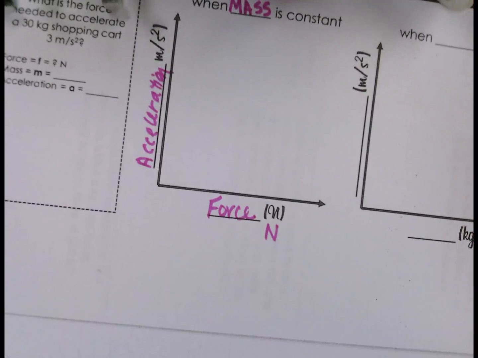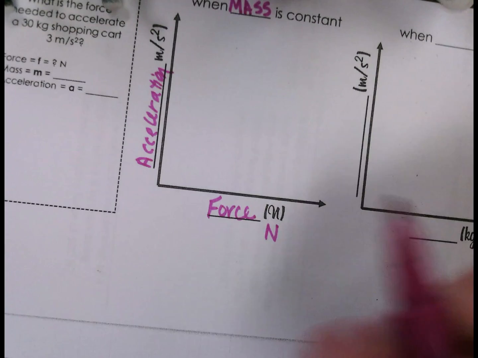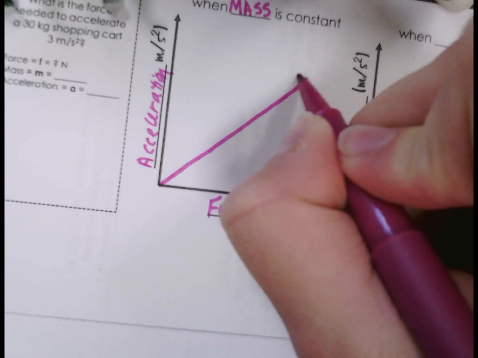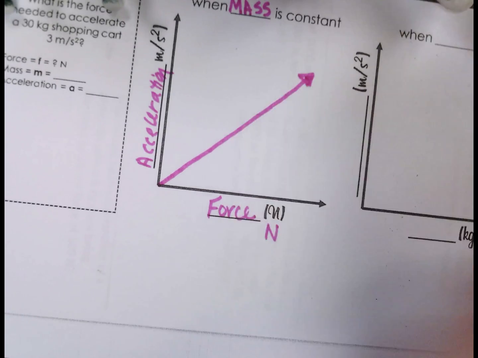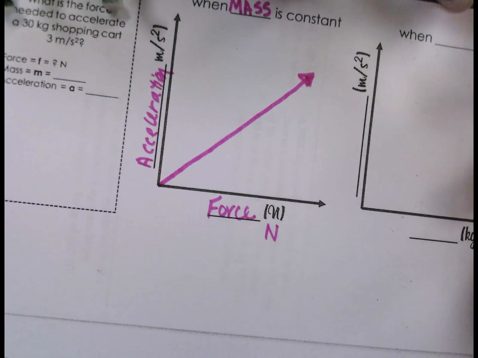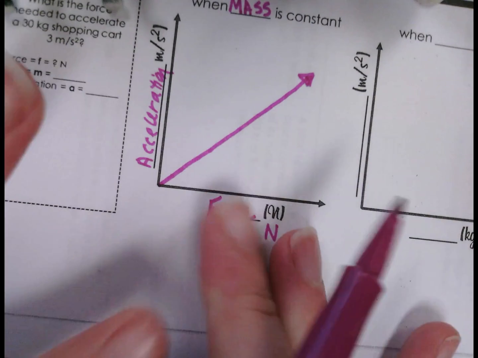So when mass is constant, okay, this is what the graph is going to look like. Okay, just a constant line. So when mass is constant, as acceleration increases, so does force. Okay, so it's just kind of a relationship graph more so than anything. So you don't need to do anything else with this. You're just looking at it.